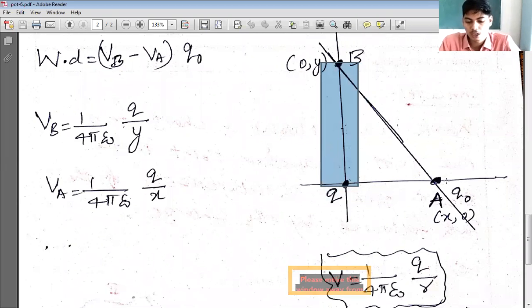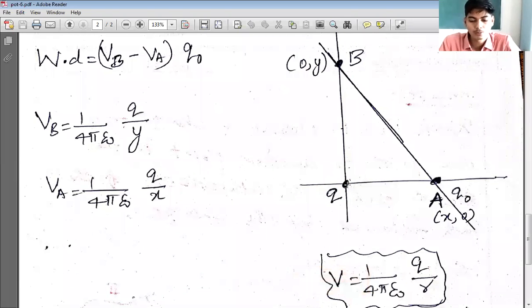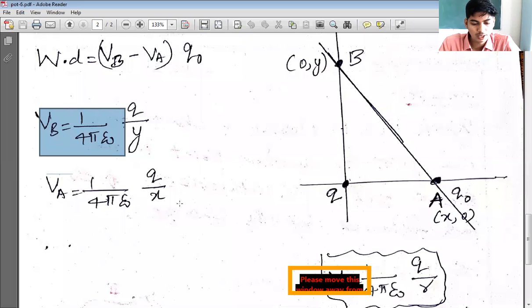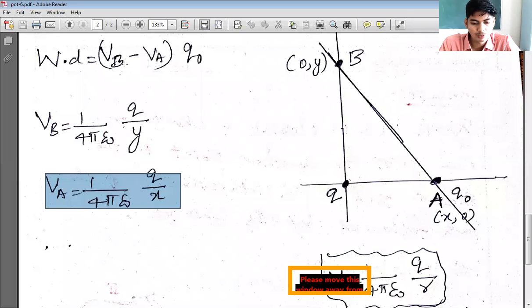How do you calculate potential at A due to the source charge? 1 by 4 pi epsilon not, Q divided by this distance. The distance is X. So VB is 1 by 4 pi epsilon not Q by Y. VA is 1 by 4 pi epsilon not Q by X. VB find out madri. Next you find out VA, substitute the value of VB, substitute the value of VA, substitute the value of the charge that has to be moved.